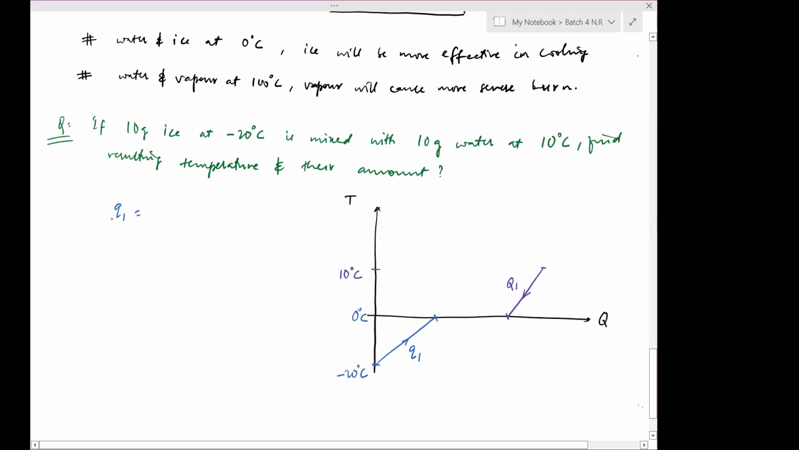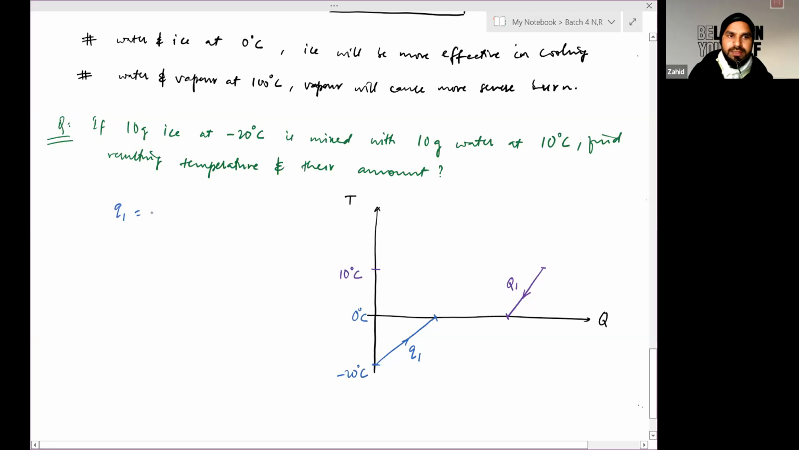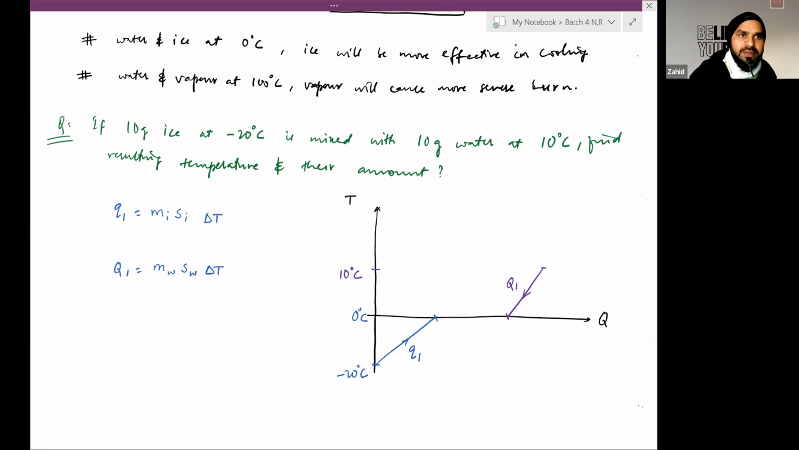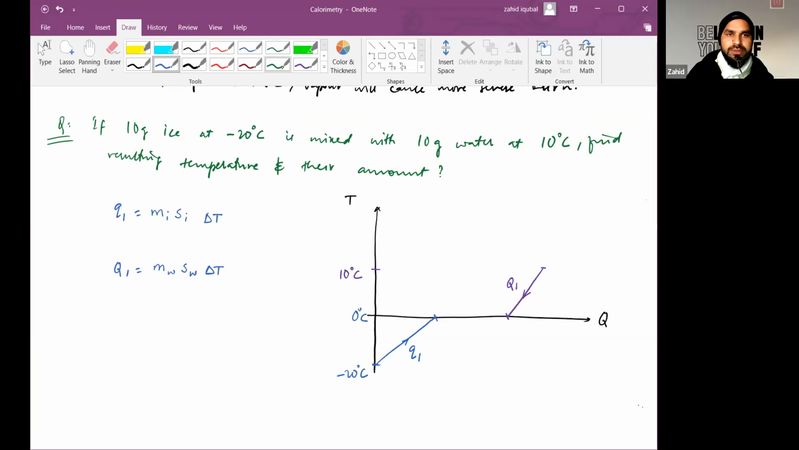Now calculate just Q1. Small q1 is specific heat, so it will be mass of ice, specific heat capacity of ice, change in temperature. Similarly, capital Q1 is mass of water, specific heat capacity of water, and change in temperature. Just put the values of these two terms and simplify for q1 and Q1. Try to solve.